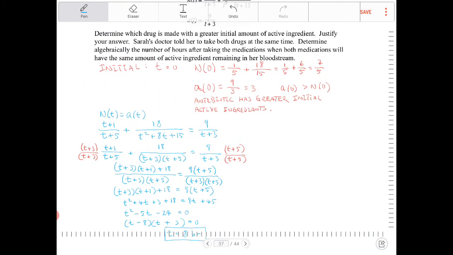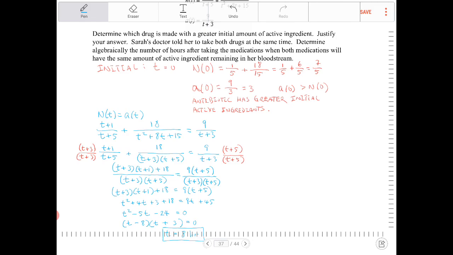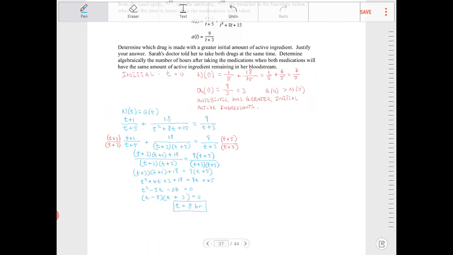So let me see if I need to write a statement there. Determine algebraically the number of hours after. Nope, I don't need to write a statement. So that's pretty much it.